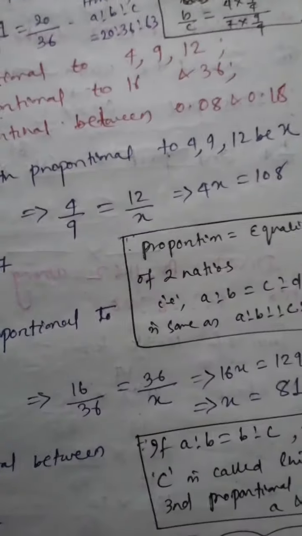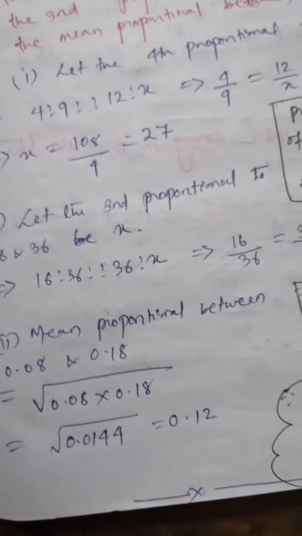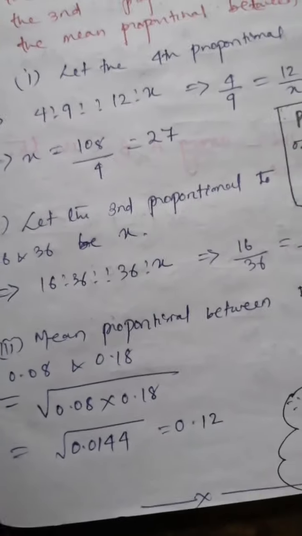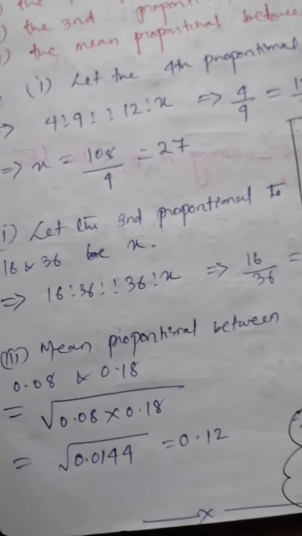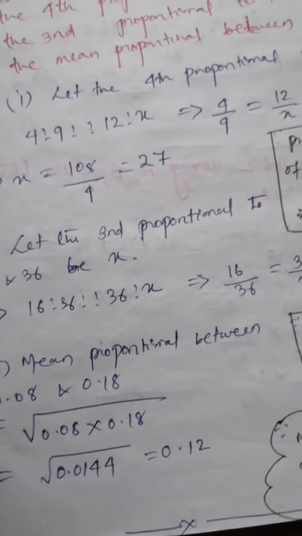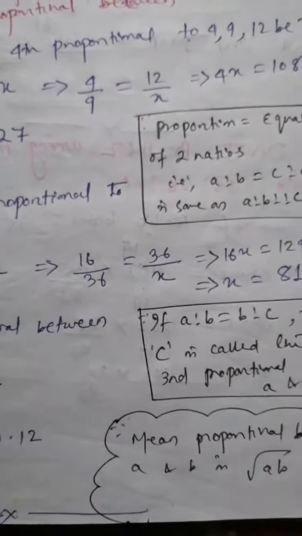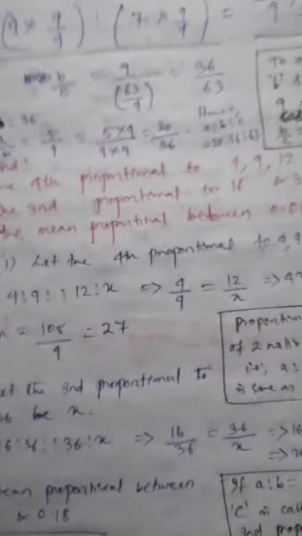Then bit number 3, the mean proportional between 0.08 and 0.18. We have discussed mean proportional earlier while discussing the formulas. The mean proportional between 0.08 and 0.18 is the square root of the multiplication of both values, that is, the square root of 0.08 into 0.18, and we get the result 0.12. For convenience I have written that the mean proportional between A and B is the square root of AB. So this way question number 2 is also solved.